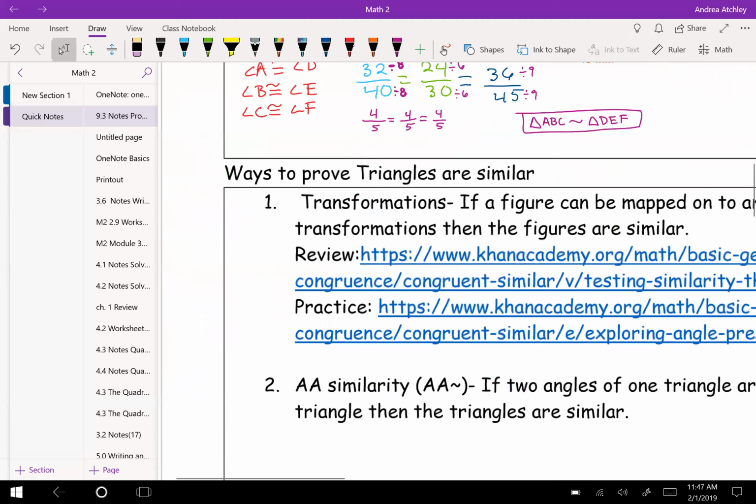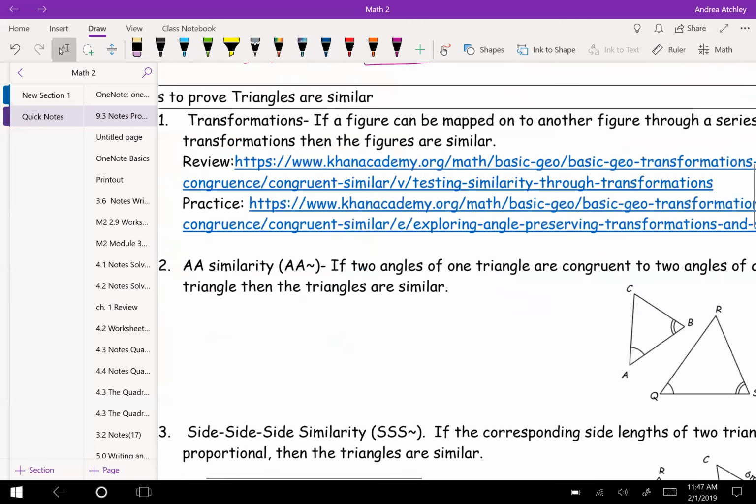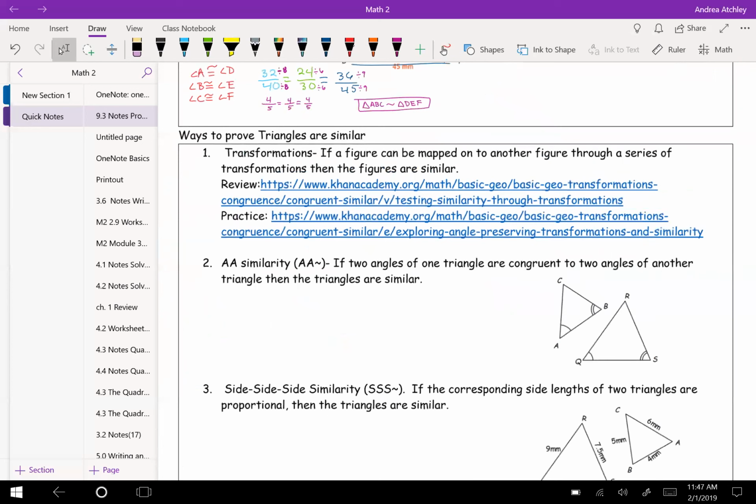Now we have various ways to prove triangles are similar. We talked about transformations in the last 2 sections. If you want to review that, I've given you some links that you can look at. If we transform figures, we can prove they're similar through rotations, and then we have to have a dilation. We can also prove similarity without transformations through angle-angle: if two angles are congruent, then the triangles will be similar.